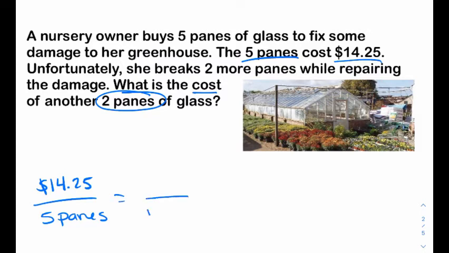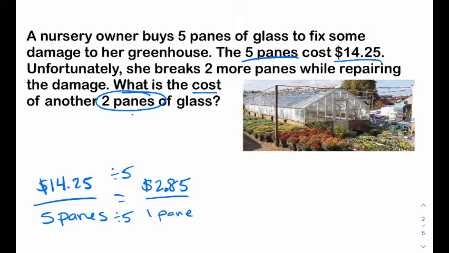So I'm going to write 1 on the bottom. To get from 5 to 1, we have to divide by 5. So we have to divide 14.25 divided by 5 as well. And we're going to get that it costs $2.85 per pane. It costs $2.85 for 1 pane of glass.